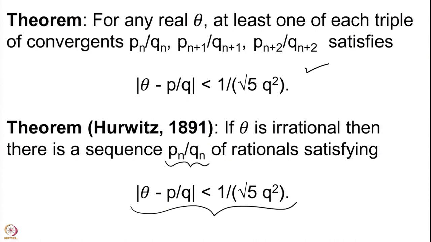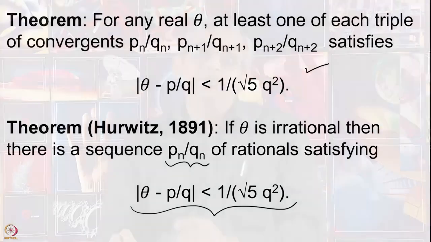Now, you may ask, can you make this root 5 even better? Is it possible to increase this constant root 5 and maybe get something better than this? And you may take one of the 4 consecutive or one of the 5 consecutive or whatever you want. Can you improve upon this constant root 5 that we get?